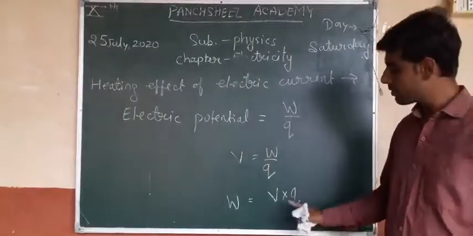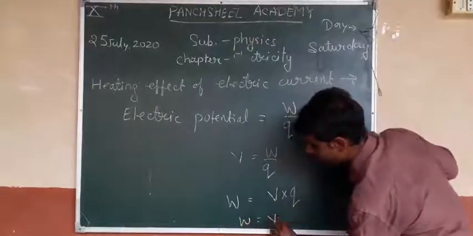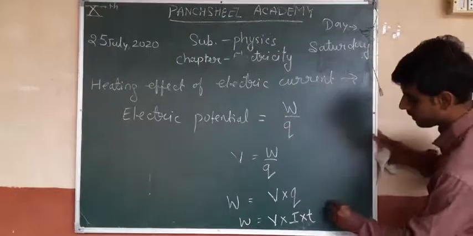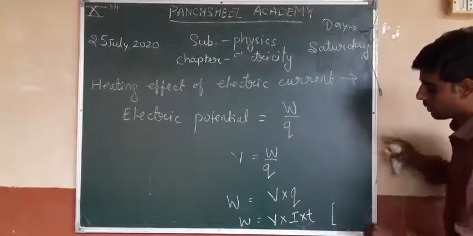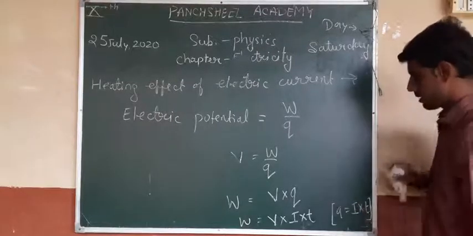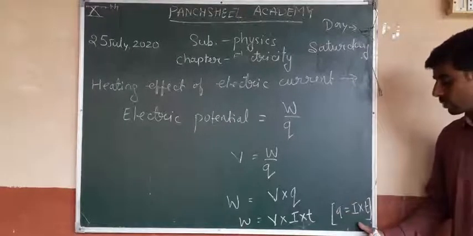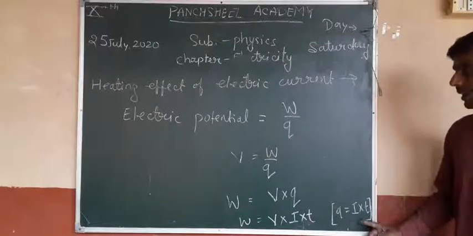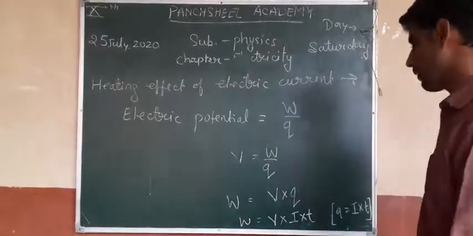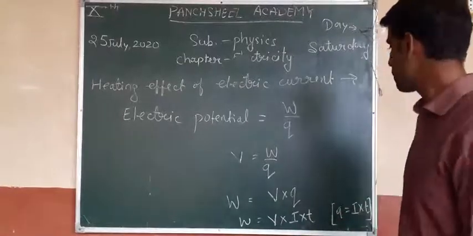Okay, so work is potential into charge, and Q equal to I into T, current into time. From the first definition of electric current, the rate of flow of charge with respect to time, Q by T equal to I. So I write in place of Q, I into T. So the work done W equal to V into I into T.